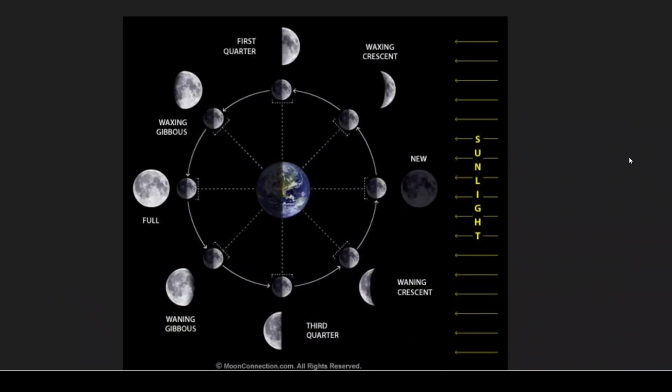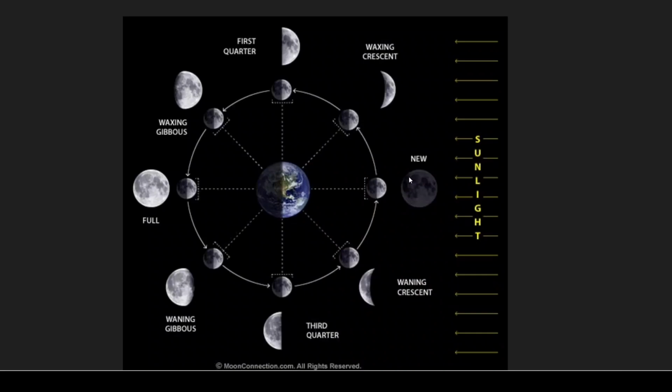And this is how it works. The full moon is when the sunlight is coming in and can illuminate the full face of the moon that you see. The new moon is when the sun and moon are on the same side, making the side illuminated the side facing away from Earth.